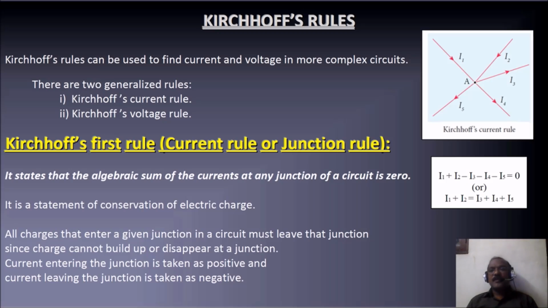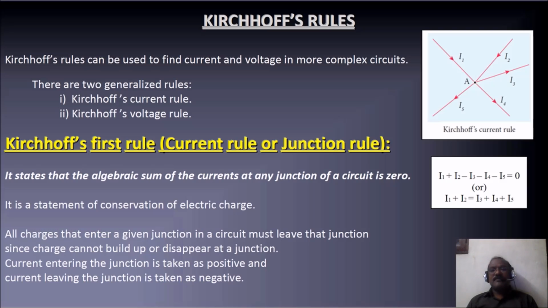In the circuit diagram, you can note that the currents I1, I2 are approaching towards point A and the currents I3, I4, I5 are going away from the point A. In this circuit, the current approaching towards the junction can be taken as positive. The current leaving from the junction can be taken as negative. According to the diagram, we can easily write the equation: I1, I2 are approaching, so we take a plus sign, and I3, I4, I5 we have to take a minus sign.